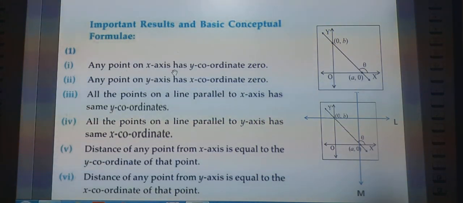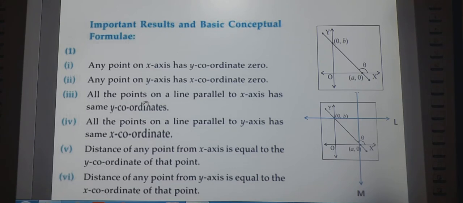Any point on x-axis has y coordinate 0. That means when we consider a point on x-axis, we have to take its y coordinate as 0. See this first diagram. The point we consider here, its coordinate we write in the form of (a, 0). Any point on y-axis has x coordinate 0. In the same way, if we consider a point on y-axis, then we have to consider its x coordinate as 0 always.